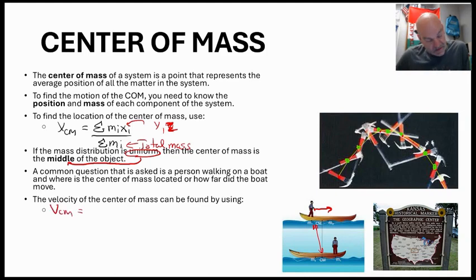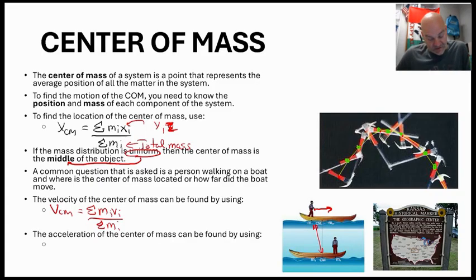You can also determine the velocity of the center of mass. So V center of mass equals the sum of m_i v_i divided by the sum of m_i. So you get m times v up top for each component, and then you have the total mass in the denominator. And you can also do the same thing with acceleration. So A center of mass equals the sum of m_i a_i over the sum of m_i. Remember in each case that the sum of m_i in the denominator is the total mass. Sometimes you'll see it written as capital M or M sub T.